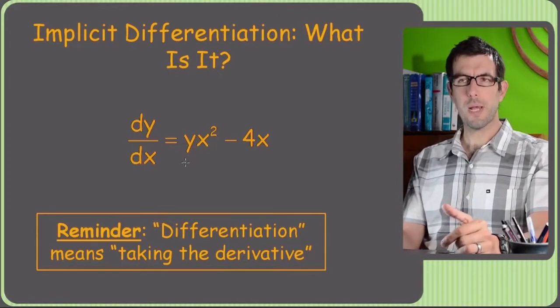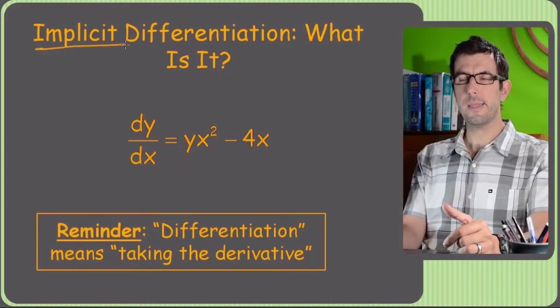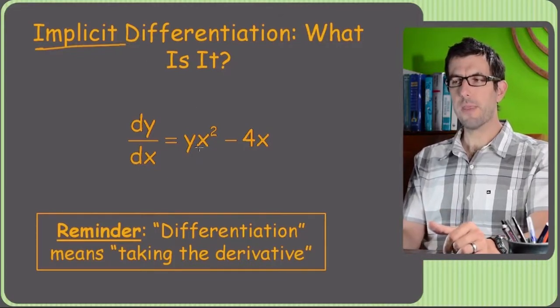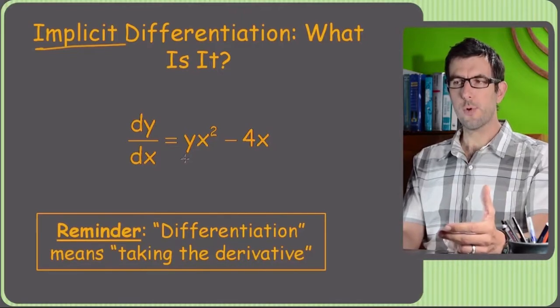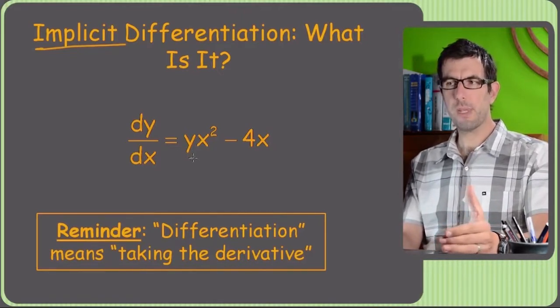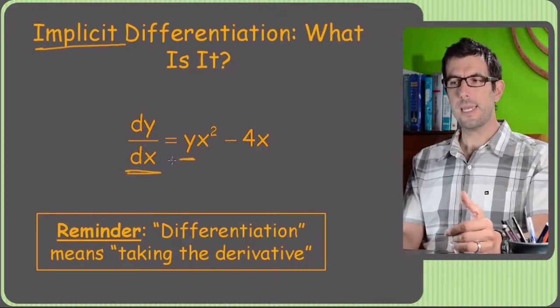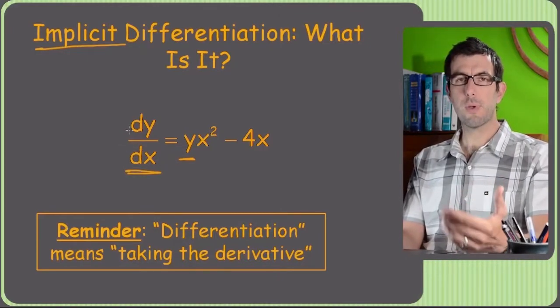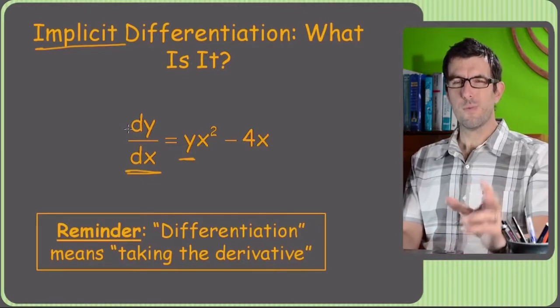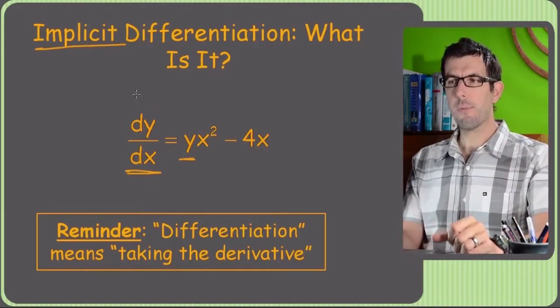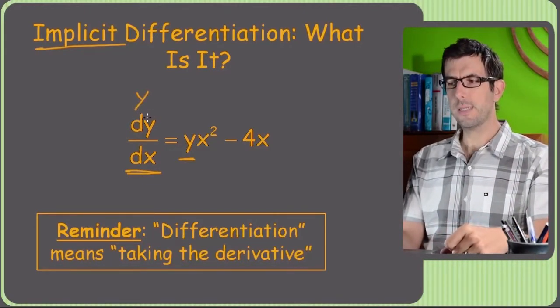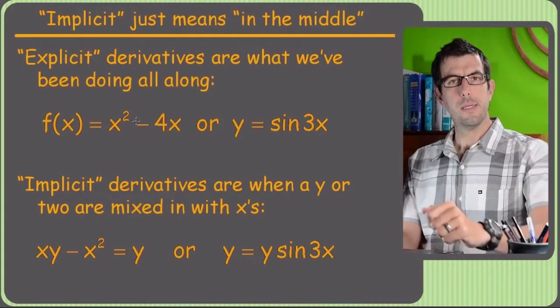The way you're going to spot these problems, if they don't use the word implicit in the instructions, is that they've got y's intermixed in weird ways. Normally they give you y equals some stuff, but here we've got y in the middle of this problem. We've got a dy dx. Now what is dy dx? It is the derivative of y with respect to x, but really it's just y prime.